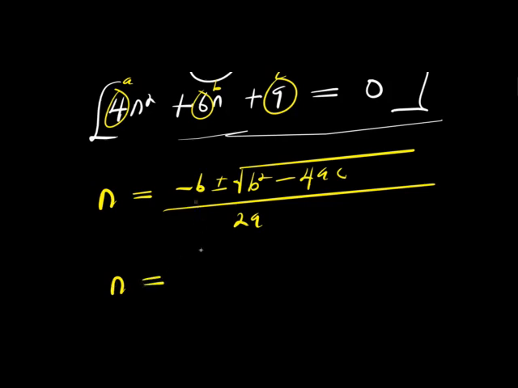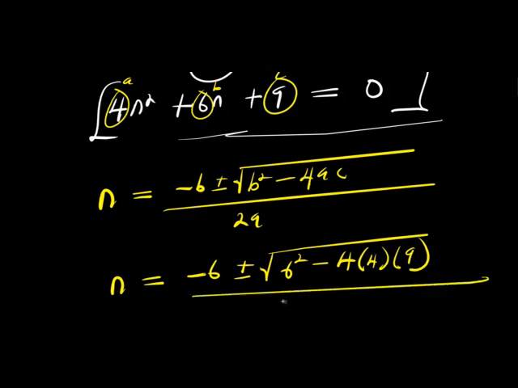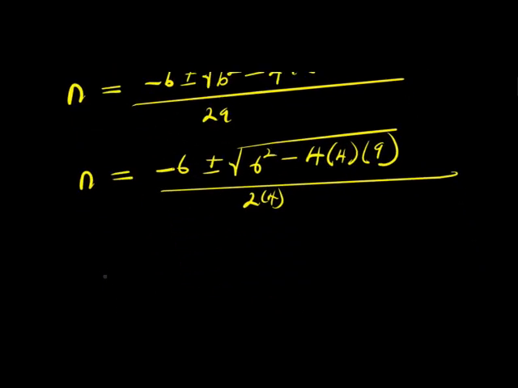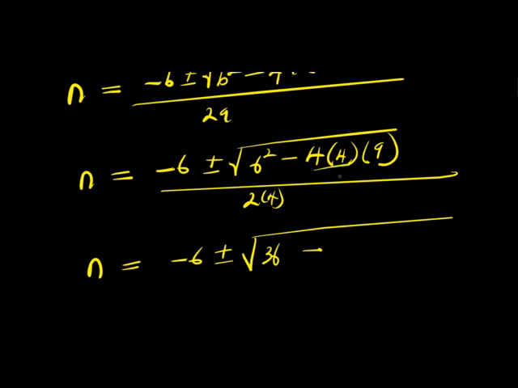We have n equals negative b. That is negative 6 plus or minus the square root of b squared, that is 6 power 2, minus 4 times 4 times 9, and this is divided by 2a, that is 2 times 4. So from here, we are going to have n equals negative 6 plus or minus the square root of 6 squared, that is 36, minus 4 times 4, that is 16, so you have 16 times 9. And this is divided by 2 times 4, that is 8.